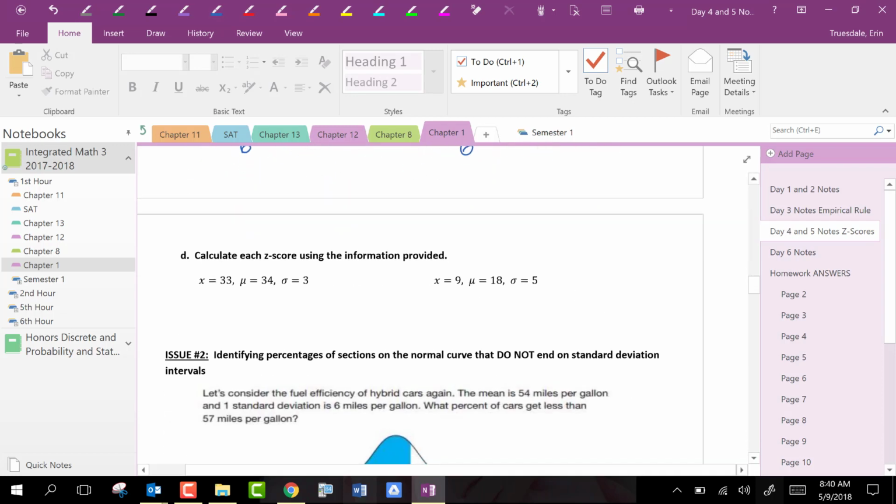Okay, flip it over. Calculate the z-score using the information provided. So why don't you guys try those ones? I gave you everything you need. I gave you the data value. I gave you the mean. I gave you the standard deviation.